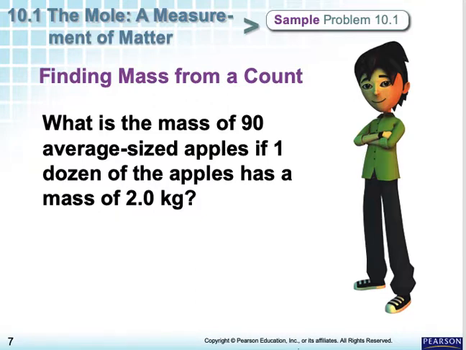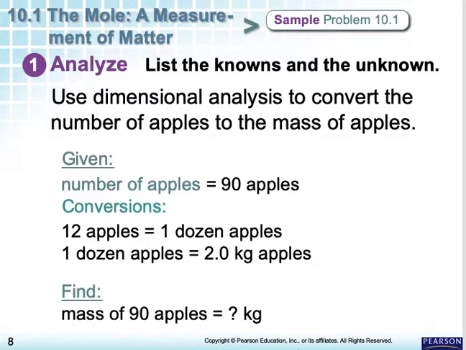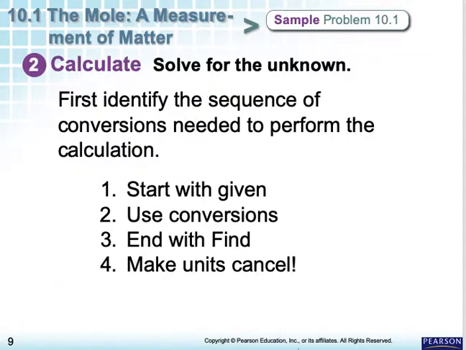So what is the mass of 90 average size apples if a dozen apples has a mass of 2.0 kilograms? What you're given in this problem is 90 apples. Your conversion factor is 1 dozen apples equals 2.0 kilograms of apples. And you could write those conversions one of two ways. And now what you want to find is the mass of 90 apples.